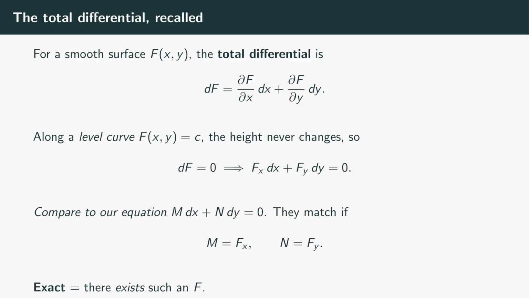Now suppose you walk along a level curve, a path where f equals a constant. The height never changes, so df is 0 along that path. That gives the partial of f with respect to x times dx plus the partial of f with respect to y times dy equals 0. Stare at that and compare it to our equation, M dx plus N dy equals 0. They are the same equation if M is the partial of f with respect to x and N is the partial of f with respect to y. So our differential equation is exact precisely when there exists a surface f whose two partial derivatives are M and N. Solving the equation means finding that surface.